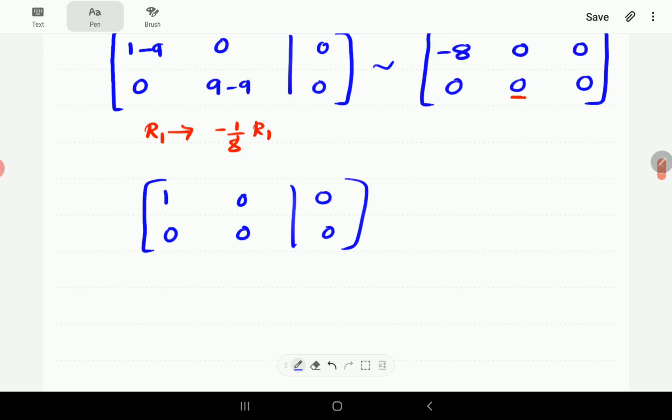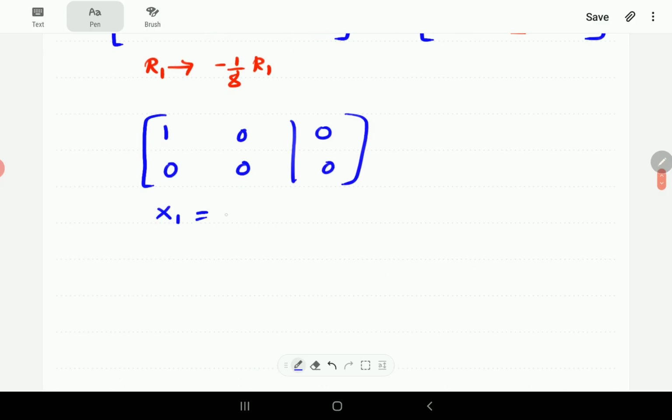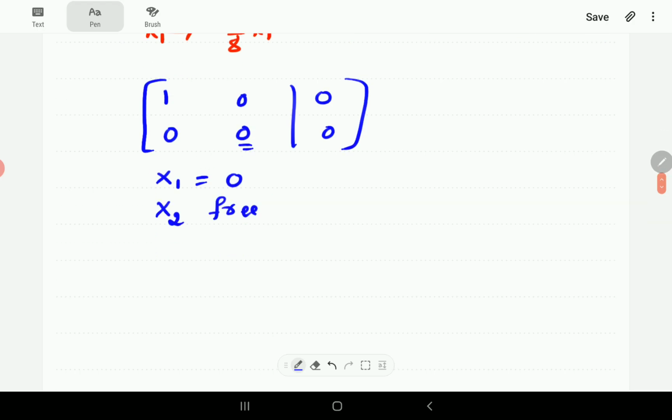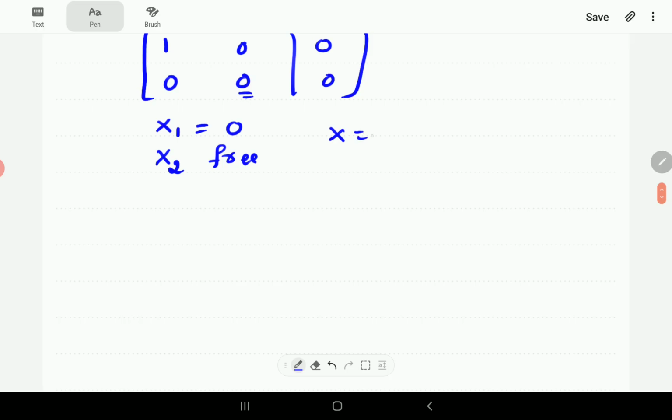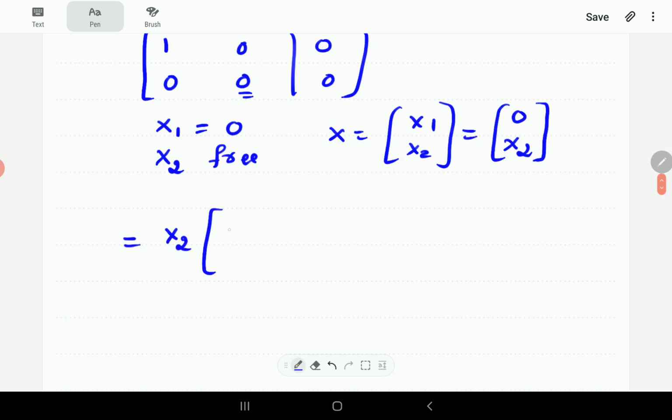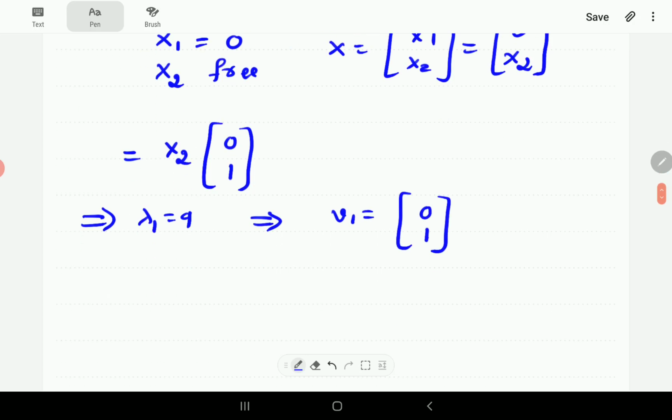Okay, so if we write it as a solution, it is simply x1 equal to 0 and x2 is free. So since x2 is free, if I write it as a solution, x is equal to x1, x2, which is equal to, where x1 is 0, x2 is x2 since it is free. Therefore, I can write this as x2 times 0, 1. Hence, with respect to lambda 1 equal to 9, we got our vector. Let me write v1 as 0, 1. So this is our vector.